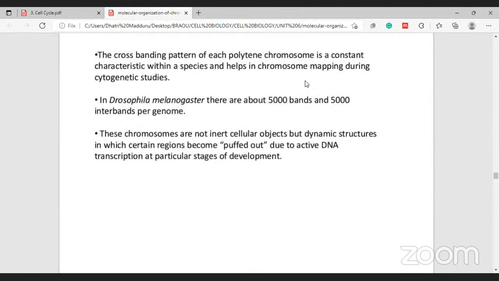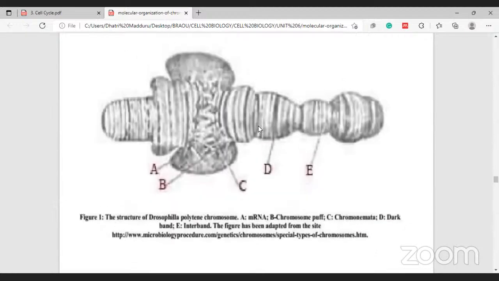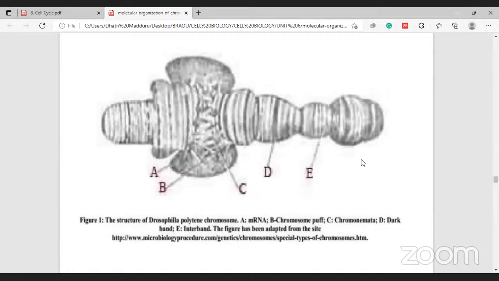So usually in cytogenetic studies, these are studied. This is how the polytene chromosomes look. They are very large in size. It is like a puff.